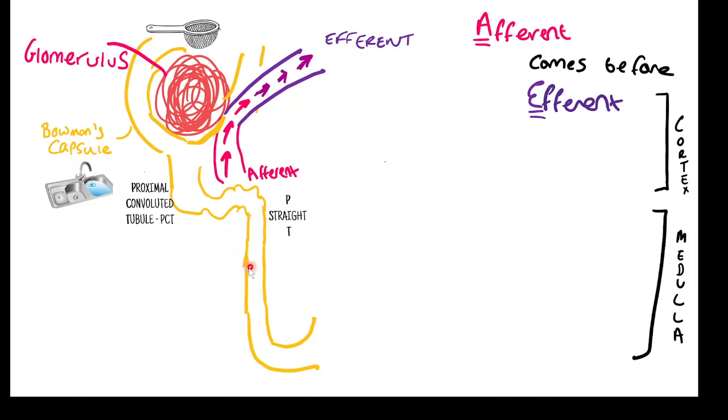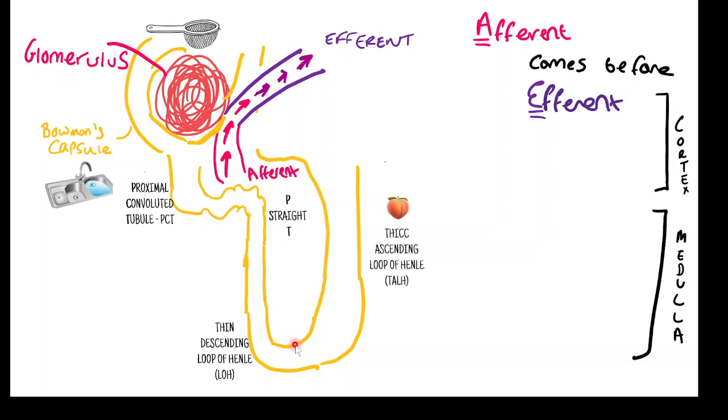This bit here is thinner than the other bit and is descending, so it's called the thin descending loop of Henle, and that can be abbreviated to LOH, loop of Henle. And if that's thin and descending, then the other one must be opposite, so it's thick and ascending. And it's abbreviated to TALH.